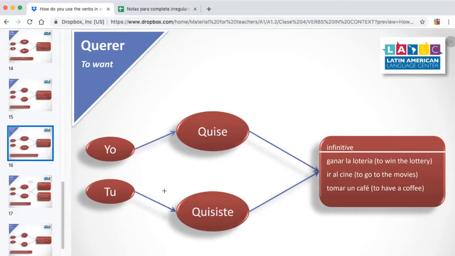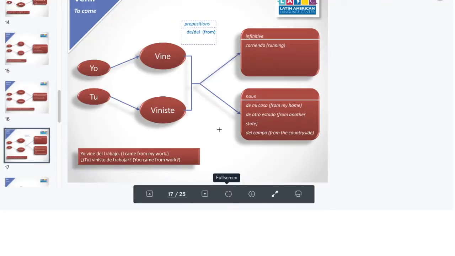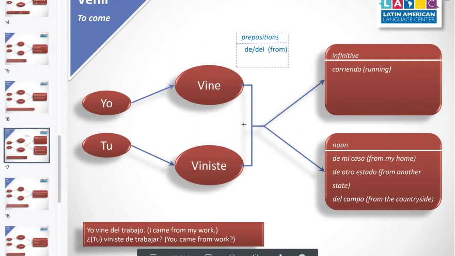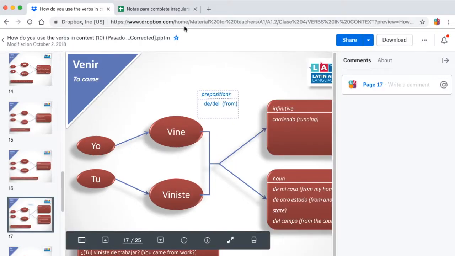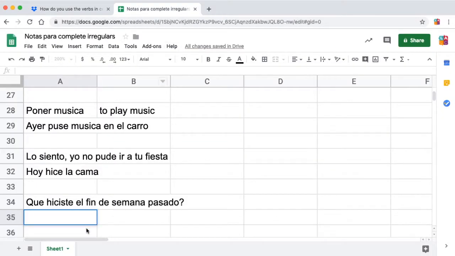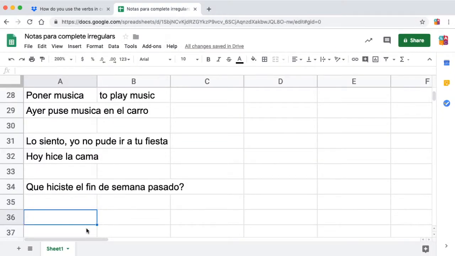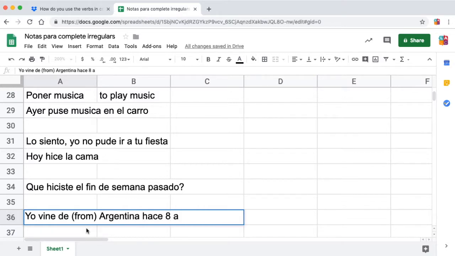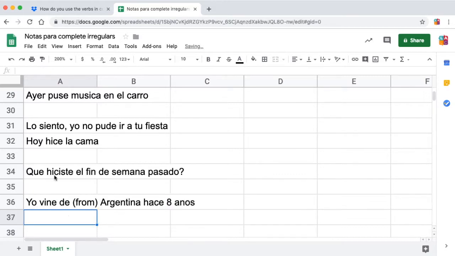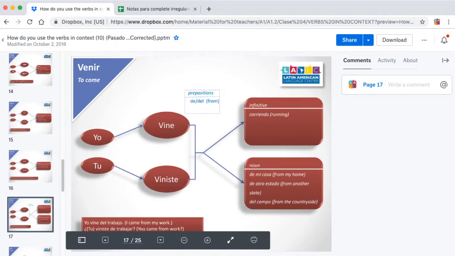And then the next one we saw was venir. Come. Very important verb. Venir. Vine, I came to my house. I came from my house, I'm sorry. Vine de mi casa. Vine, came from another state. Por ejemplo, yo vine de Argentina. I came from Argentina almost 8 years ago. Yo vine de, this de means from, de Argentina hace, remember, ago, hace 8 años. So 8 years ago, okay? Vine de Argentina. Okay, that's cool.